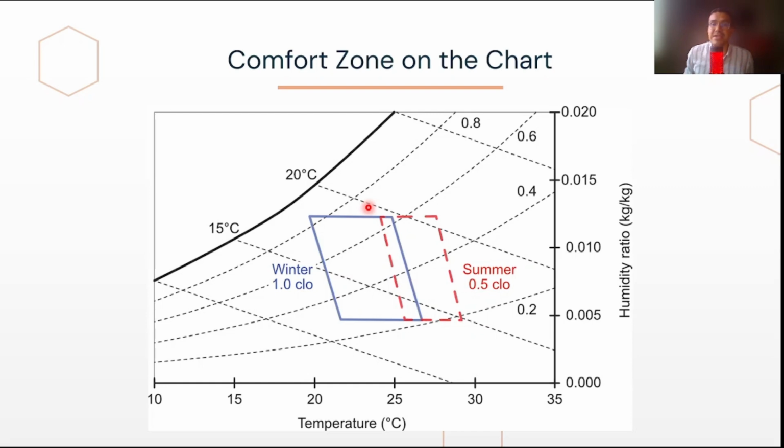Understanding where this zone lies helps us to target conditioning efforts to land within it, avoid over-humidifying or over-drying the air, and visualize whether our HVAC strategies will deliver comfort. So if we have, for example, a state point here, this visual tool helps us to know that we stay towards the comfort area.